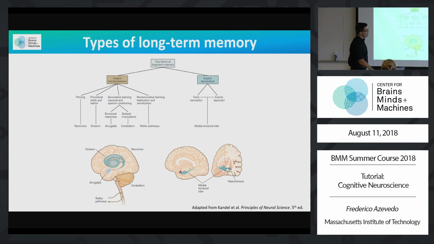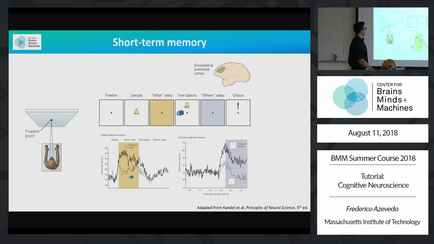And besides the long-term memory, you also have the short-term memory, which is the working memory, basically a temporal memory of things that you are required to do in a short scale of time, like minutes. For instance, in this experiment, they taught the monkey to fixate in the center of the screen, and then they would show a sample, and the monkey needs to memorize the identity of the object, basically which object was there, and also the spatial location of the object.